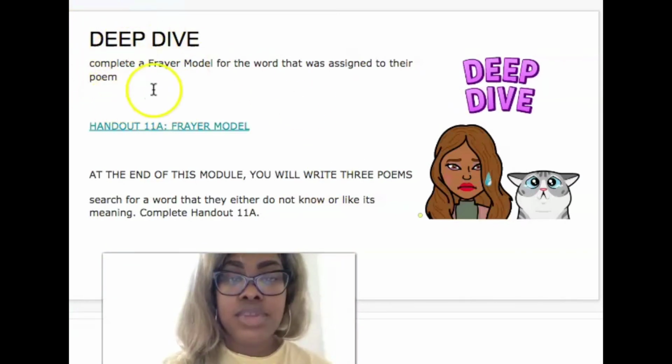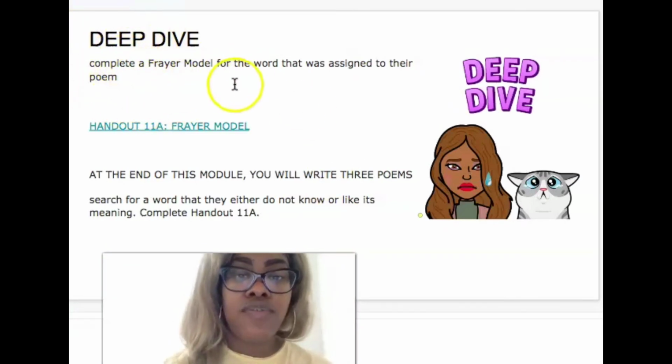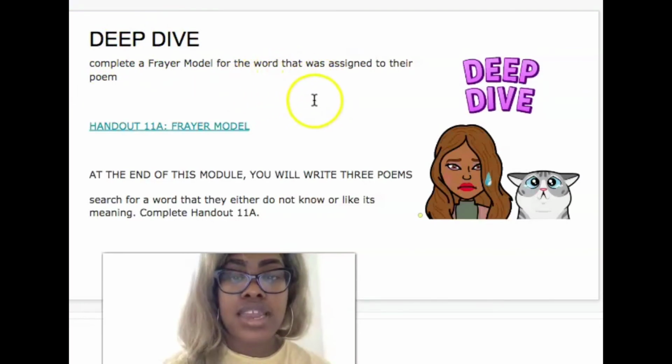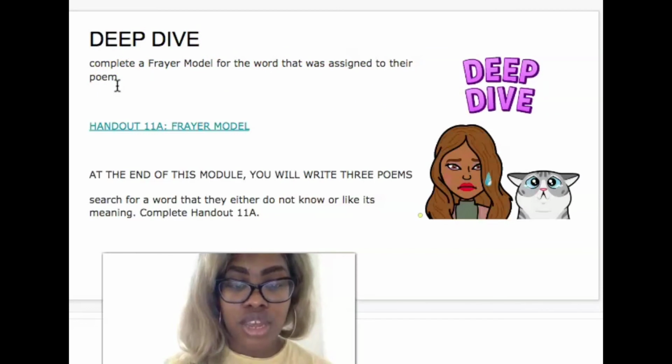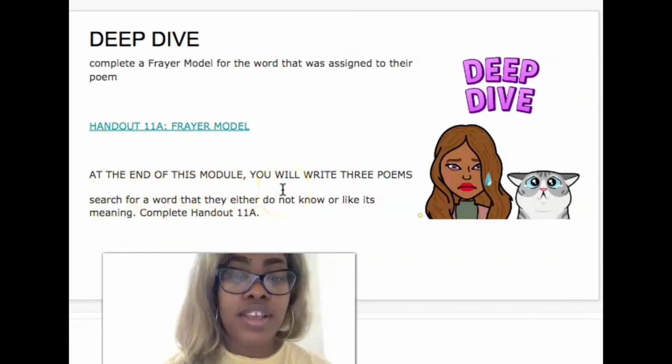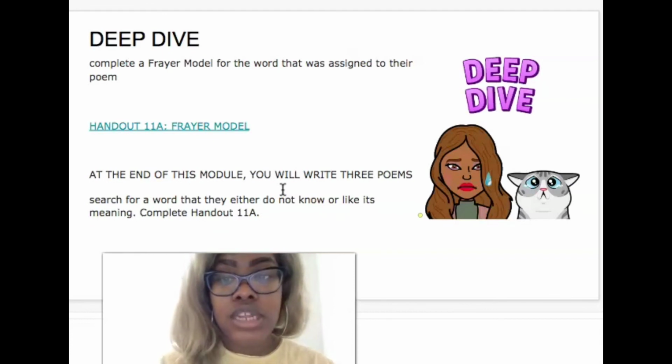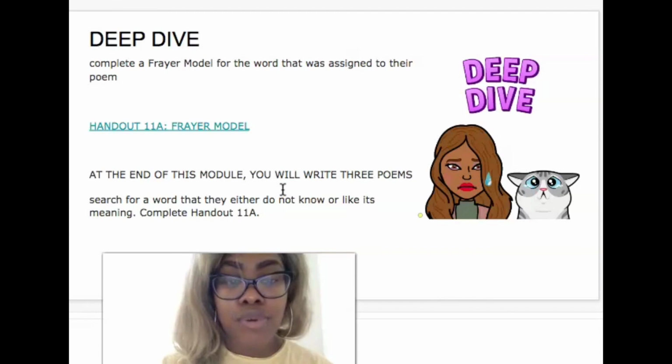For your vocabulary deep dive today you're going to complete a Frayer model for the word that was assigned to your poem. I will have these words assigned to you inside of Schoology, and you will use handout 11A Frayer model to break down and analyze these words. As a reminder, at the end of this module, you will be writing 3 poems. So I want us to make sure that we are very clear on how to create poetry and using figurative and sensory and descriptive languages inside of our writing.